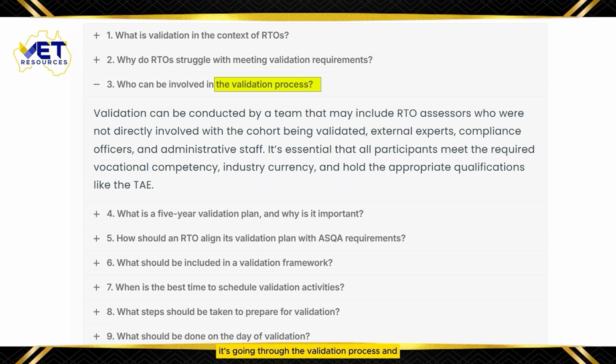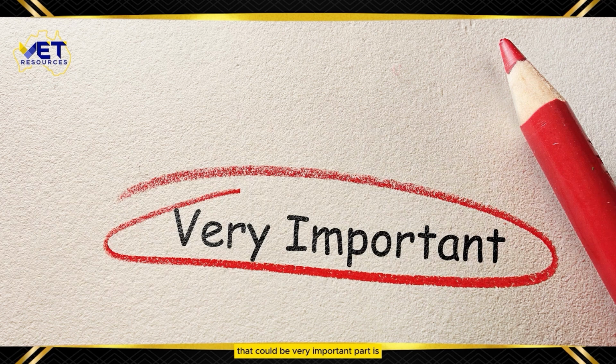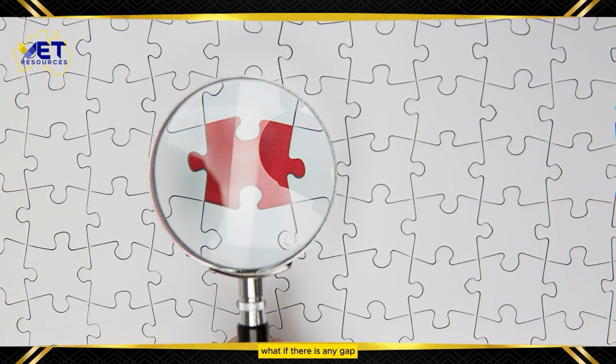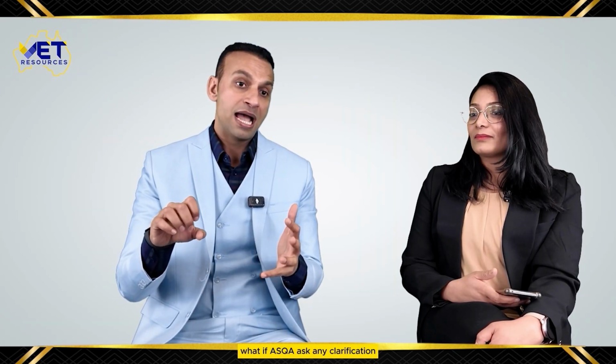The second is to check whether the RTO or third-party provider has any validation certificate as well, which says that it has gone through the validation process. The third thing that could be a very important part is you can ask them what sort of support they provide. What if there is any gap? What if ASQA asks for any clarification? What support does your team provide?